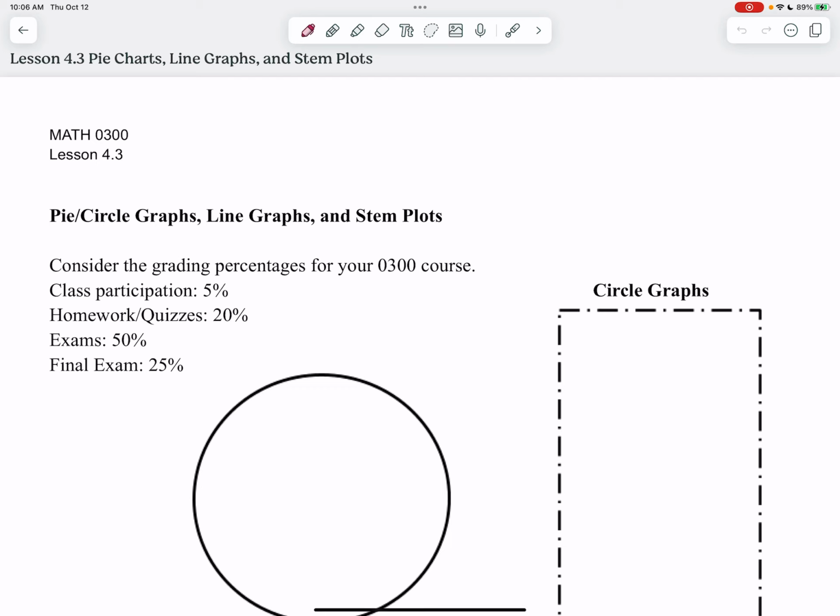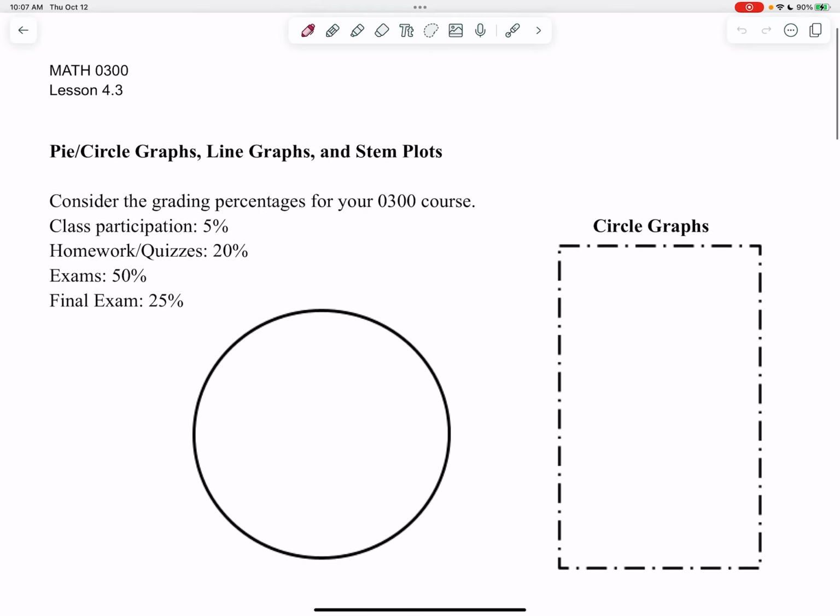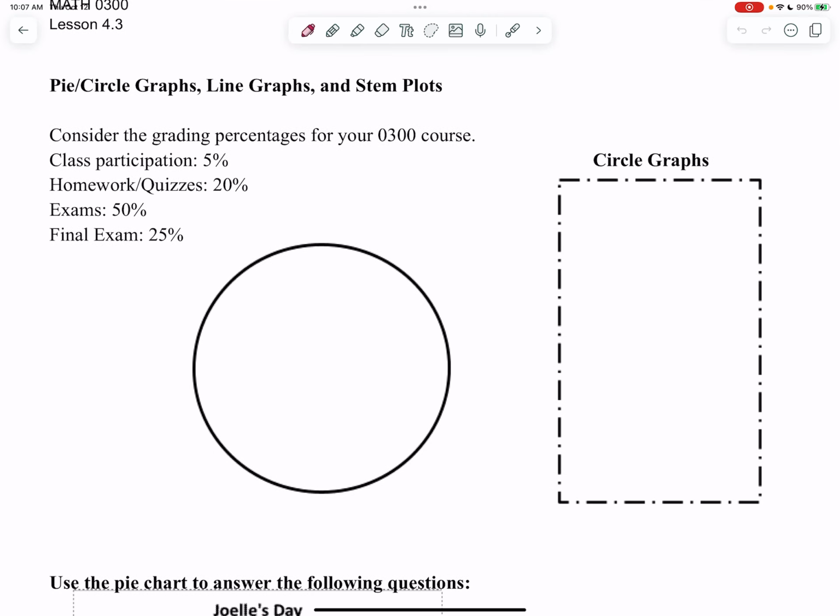It's fabulous. So today we're going to continue our journey through the realm of data and data collection and data presentation with a look at pie or circle graphs, depending on what you want to call them, line graphs, and stem plots. Circle graphs and line graphs you're probably fairly familiar with. Stem plots may be a little bit new, but they're not a big deal. We are going to start with a pie chart, pie graph, circle graph, whatever you want to call it. It's that round thing down there.